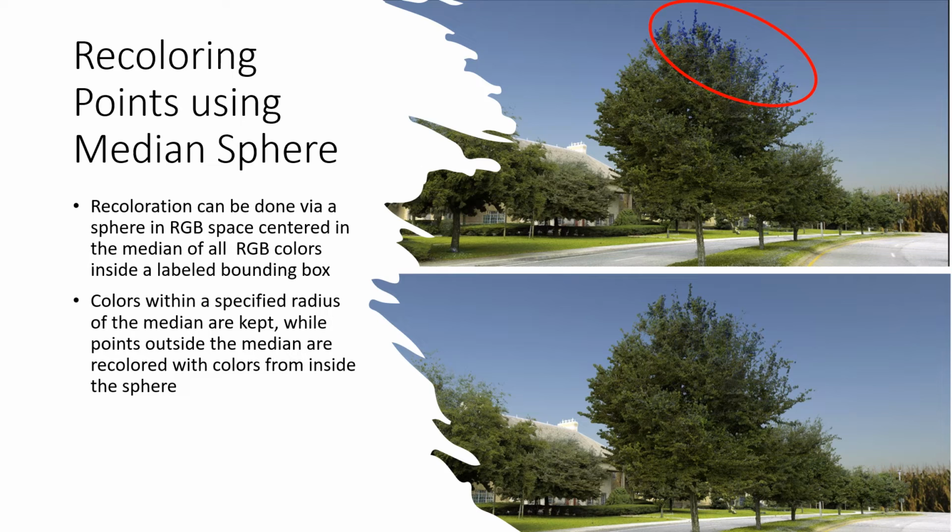A recoloring technique that we have currently implemented is known as median sphere. This is a recoloring technique in which a sphere is placed in the RGB space, centered around the median of all the RGB colors from inside the label bounding box. Colors that are inside a specified radius are maintained, while points that are outside the sphere are recolored with colors that are inside the sphere. In this example, on the tree, you can see that there are certain particulates that are blue, which are different from the rest of the tree, and we just utilize the median sphere in order to recolor those points to be green just as the rest of the tree. This was also applied to the rest of the trees inside of this specified world, similar to the previous images.